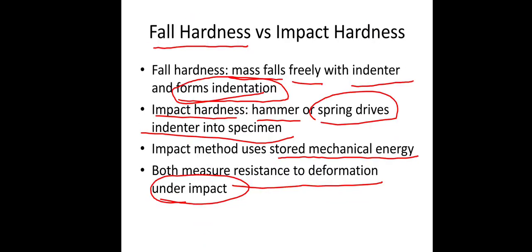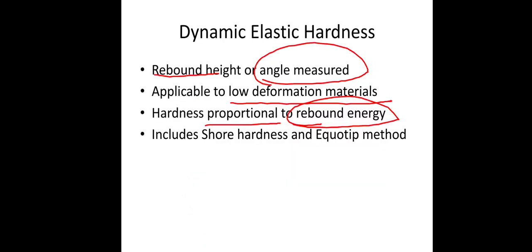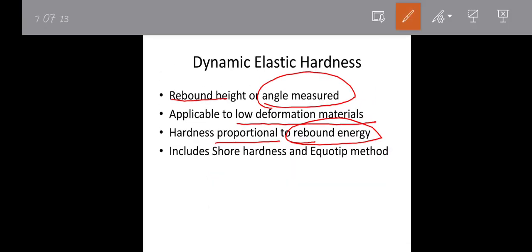I said earlier that in dynamic elastic hardness, the hardness is directly proportional to the rebound height, and the hardness is directly proportional to the rebound energy. Dynamic hardness also consists of two types: the Shore scleroscope hardness and the Equotip method hardness.